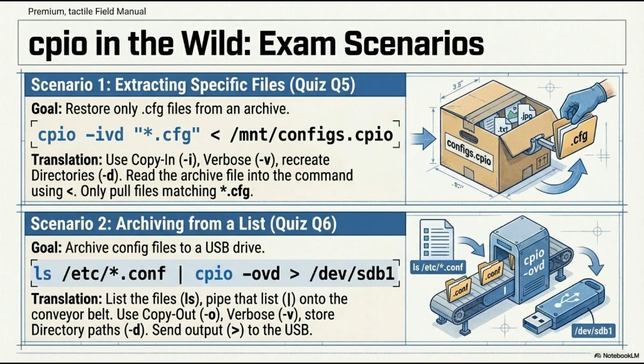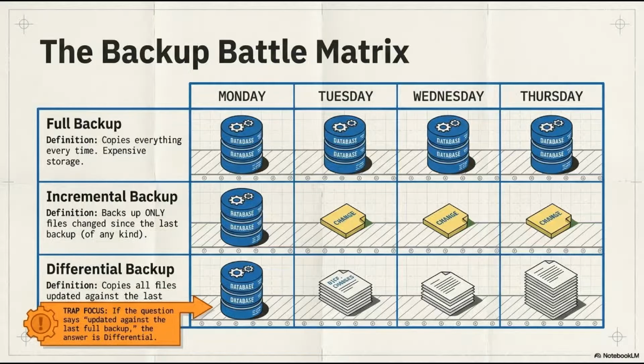Then, the greater than symbol, the right pointing arrow, pushes the final bundled output directly onto the raw flash drive block device at /dev/sdb1. It is a continuous flow of data from left to right. Literally a conveyor belt. This brings us right to slide 9, the backup battle matrix.